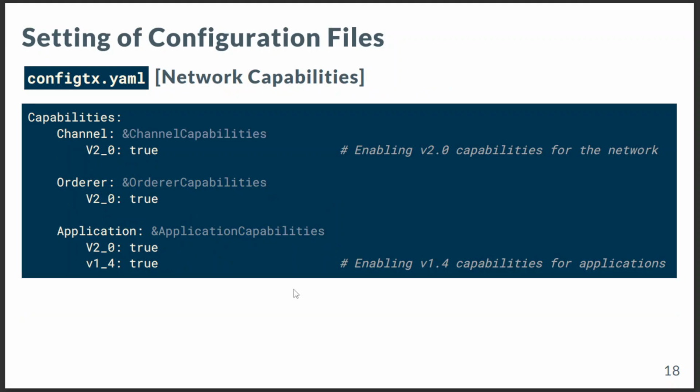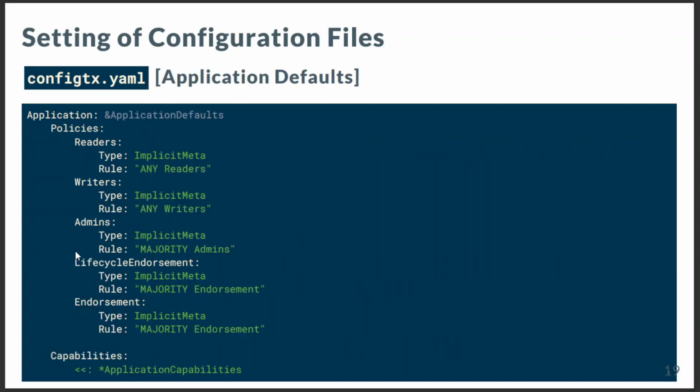For network capabilities we have the channel capabilities V2_0. That means that the channel would be supporting the version 2 protocol. In application capabilities, we have version 1.4 set to true. This actually adds some backward compatibility to the blockchain. Suppose we are setting up a new blockchain and there are peers that are part of the older blockchain version 1.4. We can modify the config tx YAML so that it supports both protocol versions 2.0 and 1.4. So we have the channel, orderer, and application capabilities.